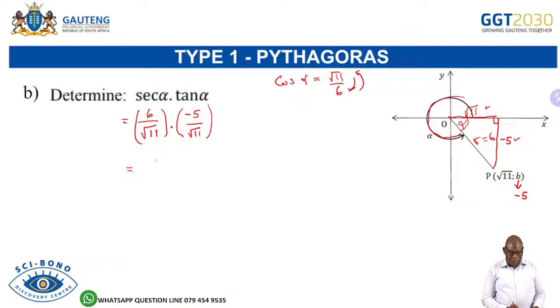6 times 5 is 30 with a negative. Square root of 11 times square root of 11 is 11. So I'll leave my answer like that. Please don't put your answer in decimal form. Just leave it like that. It's minus 30 over 11, and that will be the final answer to that. Please do not get the angles. We're not interested in the angles. We're interested in the ratios. We are multiplying ratios, and we are using our sketch to do that.